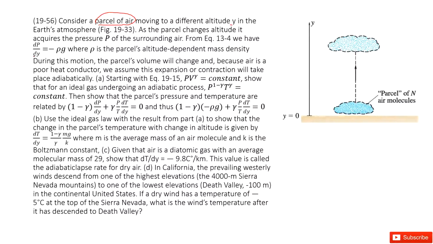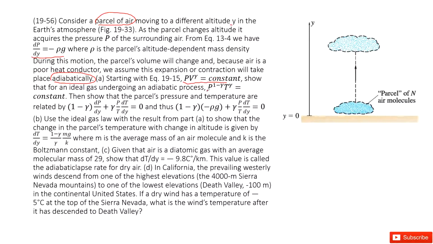Now we get the function about the pressure changes with altitude. It equals negative rho times g. Rho is density, g is acceleration due to gravity. Now we assume this expansion is adiabatic. This is the keyword. And from this, the adiabatic equation, PV^gamma equals constant.